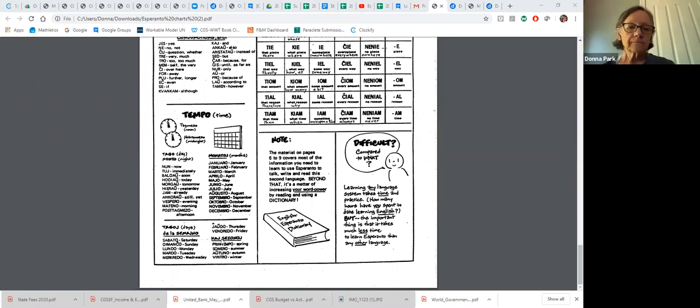Okay. Now, down there we see tempo. Tago for day. Nokto for night. Nun for now. Tuj for immediately. How do you pronounce that? Tuj. That's immediately, yes.